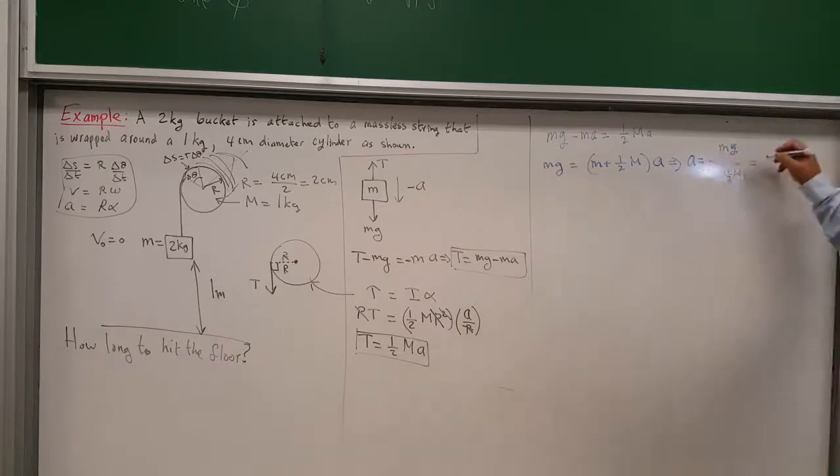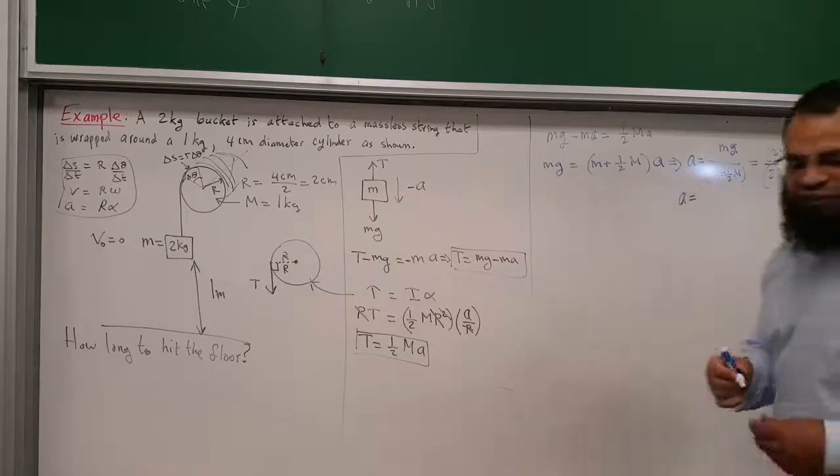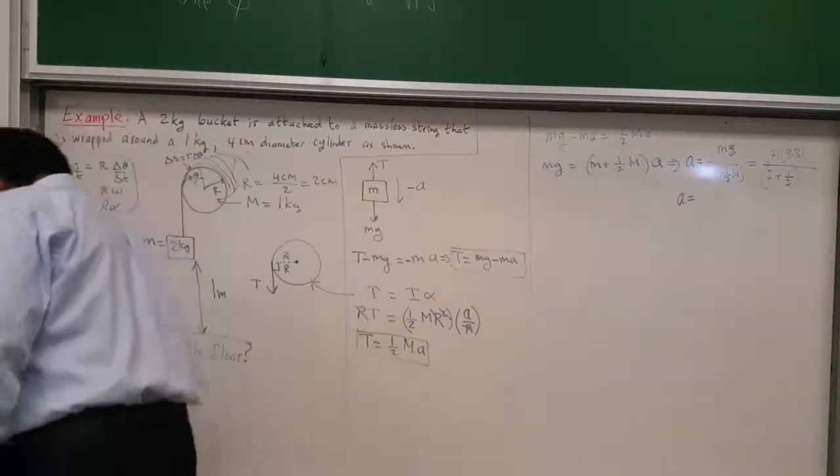Let's substitute. Little m, remember, is 2 kilograms. That's the hanged mass. G is 9.8 as usual. Little m, again, is 2 kilograms, plus 1/2 of capital M. The pulley has a mass of 1 kilogram. So half of 1 is half. So you get here 2.5. Well, you calculate the acceleration. So let's calculate the acceleration. I need my calculator here.